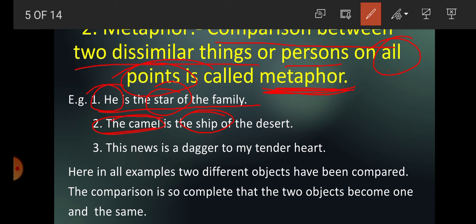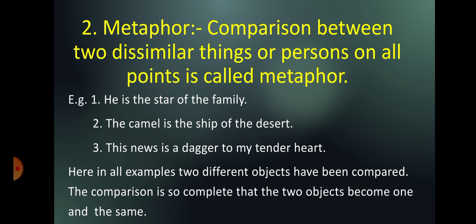Now, this news is a dagger to my tender heart. So this news is like a dagger. So here this news is as dangerous as a dagger. So here all the qualities of this news and dagger are similar. So students, in all examples two different objects have been compared and the comparison is so complete that the two objects become one and the same. So I hope students that you have understood metaphor very well. So let's come to the next one.